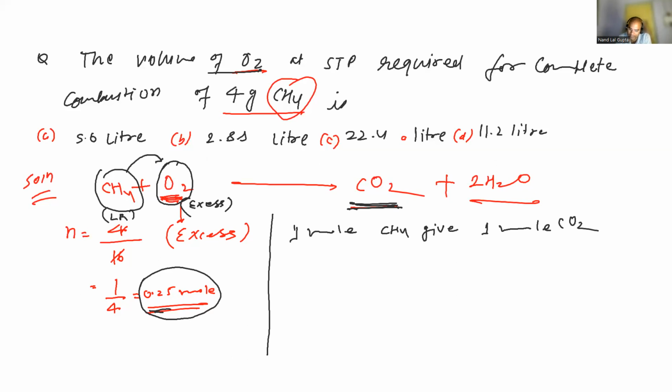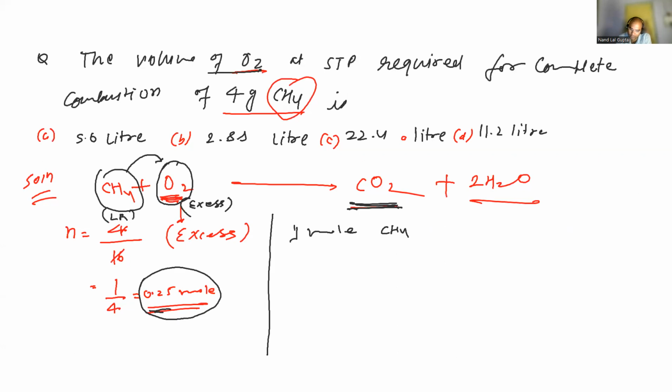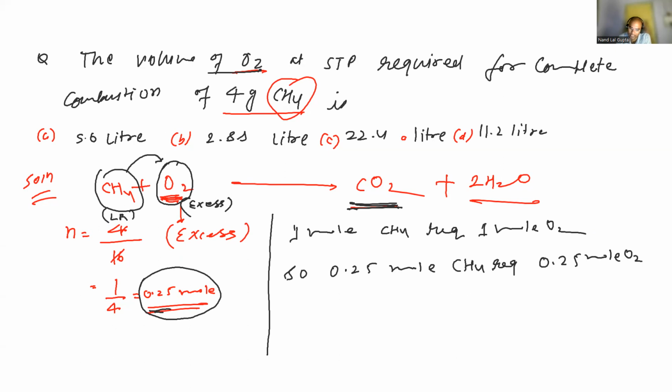So it is simple. According to the equation, 1 mole CH4 requires 1 mole O2. Right. So 0.25 mole CH4 requires how much? It requires 0.25 mole O2 only, because the same ratio is there. Here it is 1 mole, so similarly here it is also 1 mole. So 0.25 mole CH4 requires 0.25 mole.